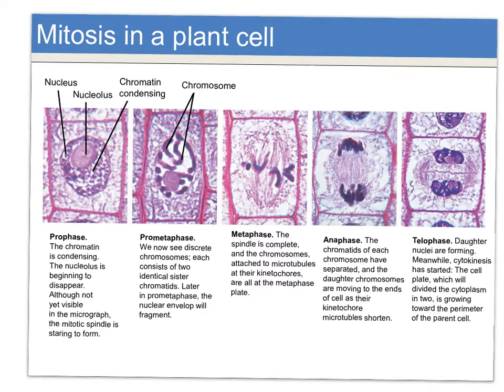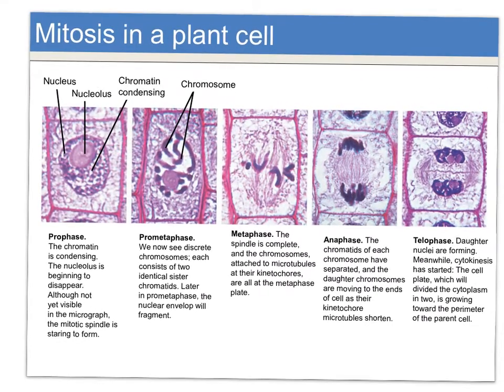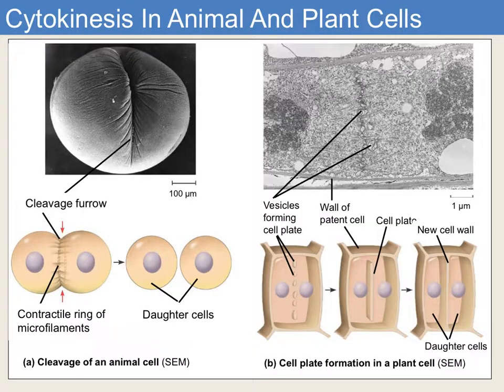So, same sort of thing again. This is in a plant cell. Plant cells are, a lot of them are large, it's easy to see. So it's prophase, metaphase, anaphase, where they're pulled apart, and then telophase, where you actually have 2 daughter cells. Same sort of thing here.